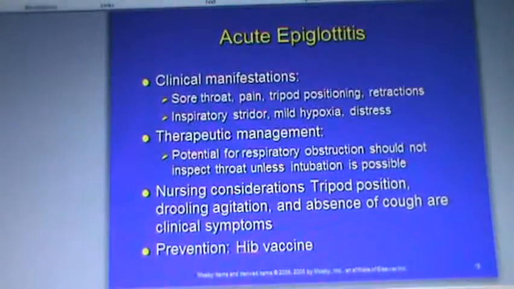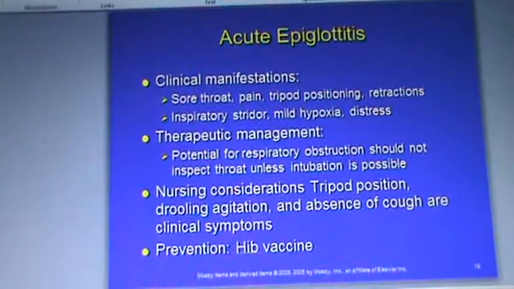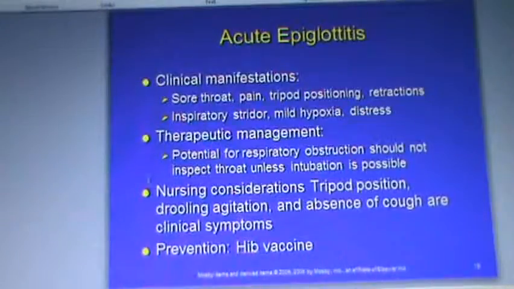Acute epiglottitis. Clinical manifestations are sore throat, pain, tripod positioning, retractions, inspiratory stridor, mild hypoxia. What's hypoxia? Distress. Therapeutic management is potential for respiratory obstruction. Should not inspect throat unless intubation is possible.